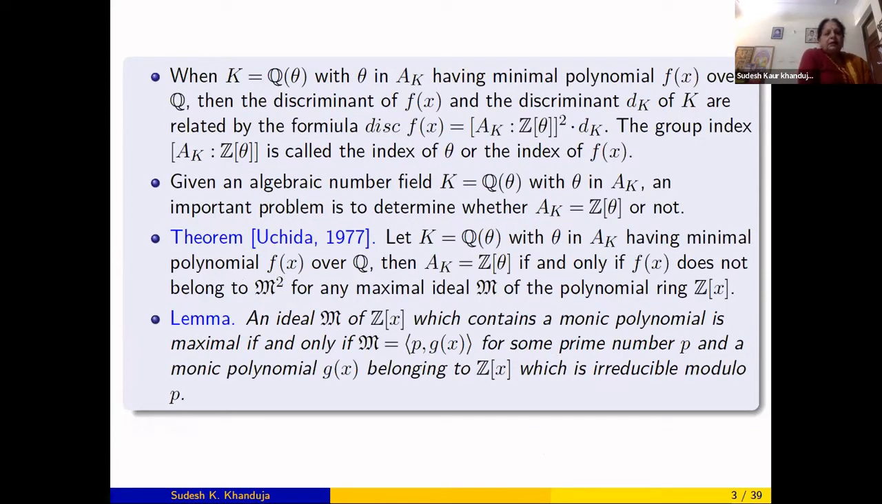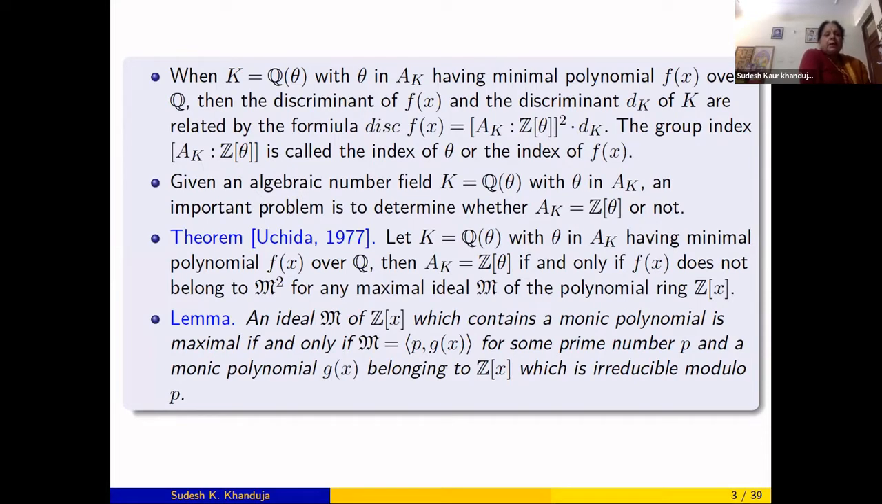Next result: when K equals Q(theta) with theta an algebraic integer having minimal polynomial f(x) over Q, then the discriminant of the polynomial f(x) and the discriminant D_K of the field K are related by a simple formula. Discriminant of f(x) equals [A_K : Z[theta]] whole square, where [A_K : Z[theta]] stands for the index of the subgroup Z[theta] in A_K, multiplied by D_K. The group index of Z[theta] in A_K is called the index of theta or the index of f(x).